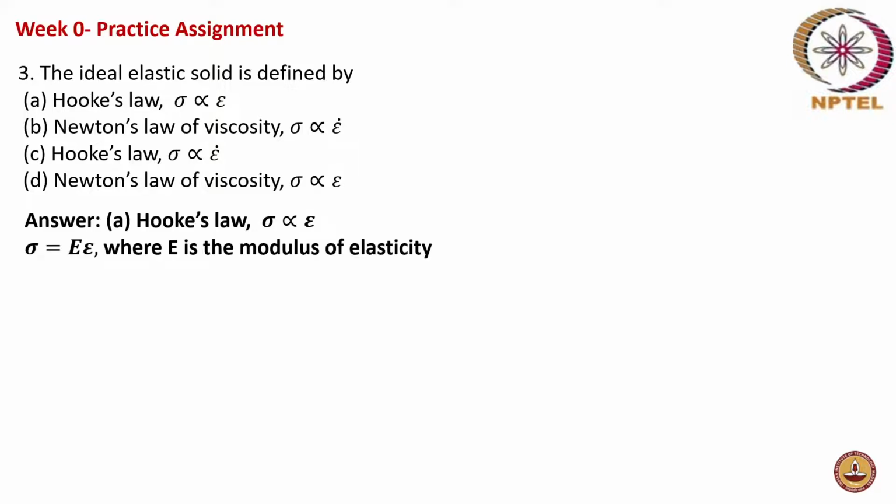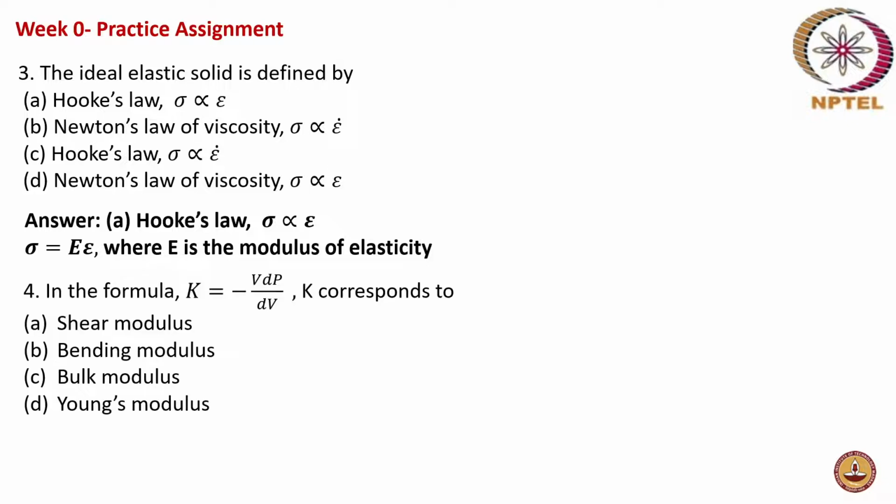So, the answer is Hooke's law, and Hooke's law says that stress is proportional to strain, where the constant of proportionality is E, elastic modulus or modulus of elasticity. So, which is the right option for Newton's law of viscosity? And Newton's law of viscosity defines what type of material? The right definition of Newton's law of viscosity is stress is proportional to strain rate, and it is defined for an ideal viscous liquid. Okay. This is additional information. You would have gone through this in your fluid mechanics. Okay.